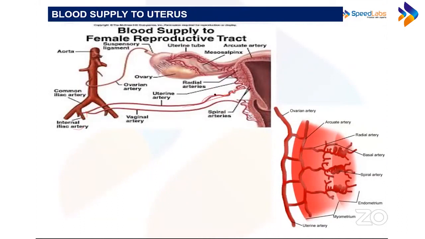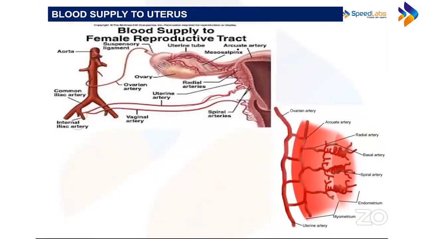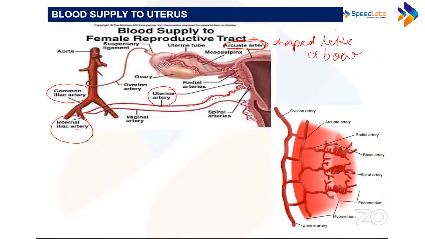Look at this uterine artery. As it enters the uterus, it branches into the arcuate artery. So you should know the names: the common iliac artery, internal iliac artery, then the uterine artery. As it comes to the uterus, it branches. One branch goes and forms the arcuate artery, which is shaped like a bow. That's why it's called arcuate.